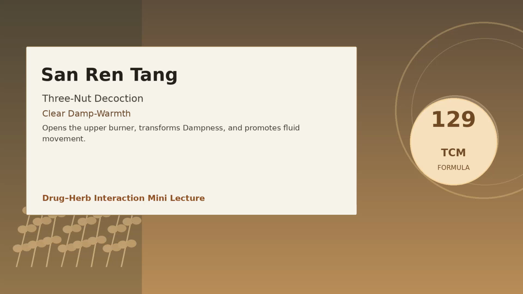San Ren Tang, commonly translated as three-nut decoction, is a classical traditional Chinese medicine formula in the category clear damp warmth. Its core action is to open the upper burner, transform dampness, and promote fluid movement. The pattern framework is early damp warmth with dampness heavier than heat.